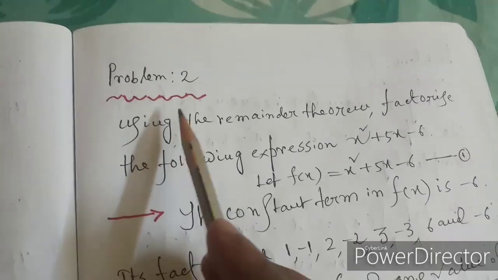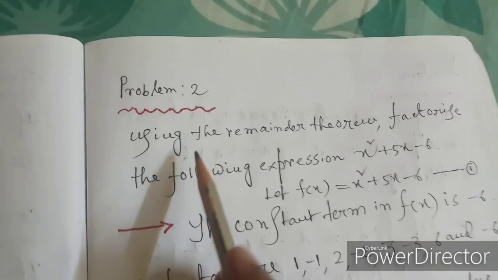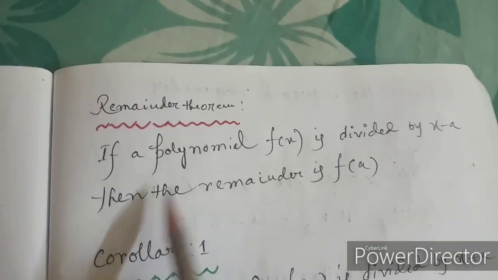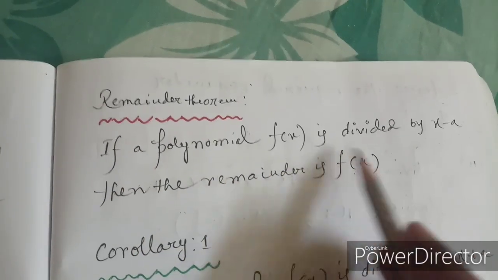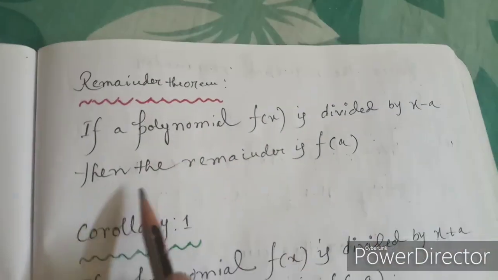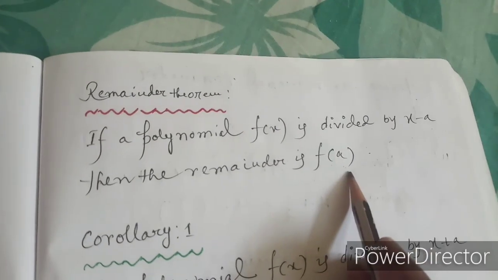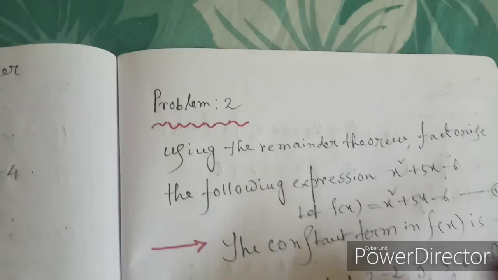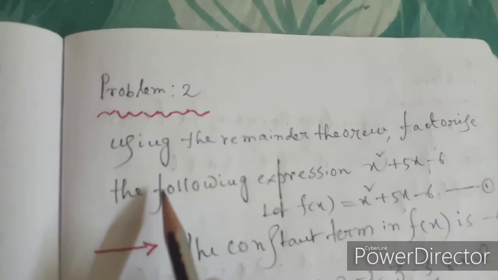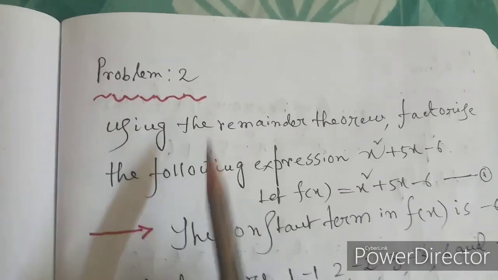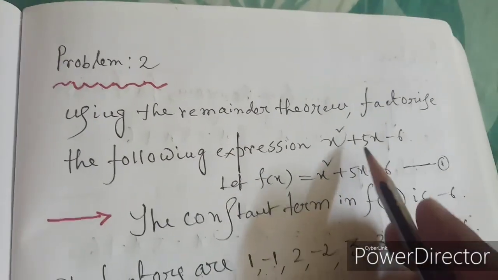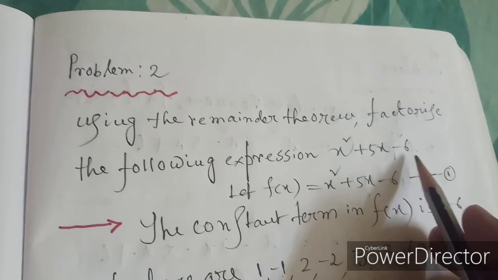Now, today's topic is application of remainder theorem. We know that the remainder theorem statement is: if a polynomial f(x) is divided by x minus a, then the remainder is f(a). It is a statement of remainder theorem. Now, using remainder theorem, solve this problem number 2. Using the remainder theorem, factorize the following expression: x square plus 5x minus 6.